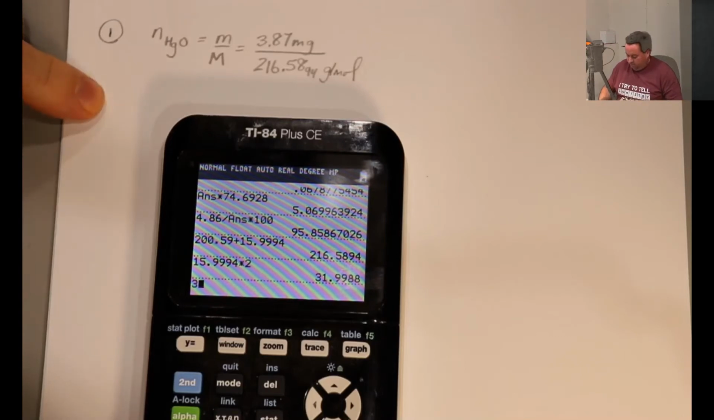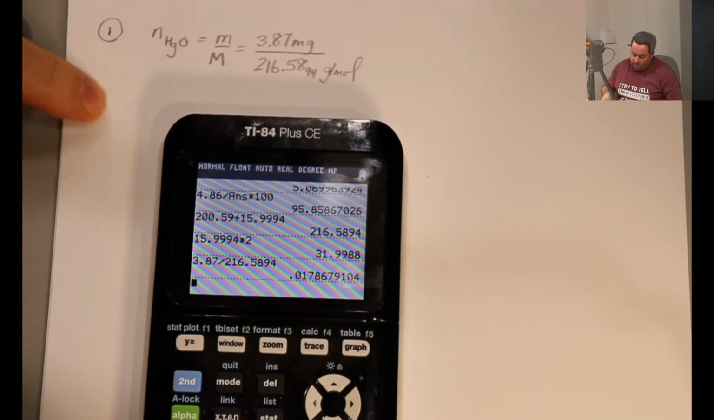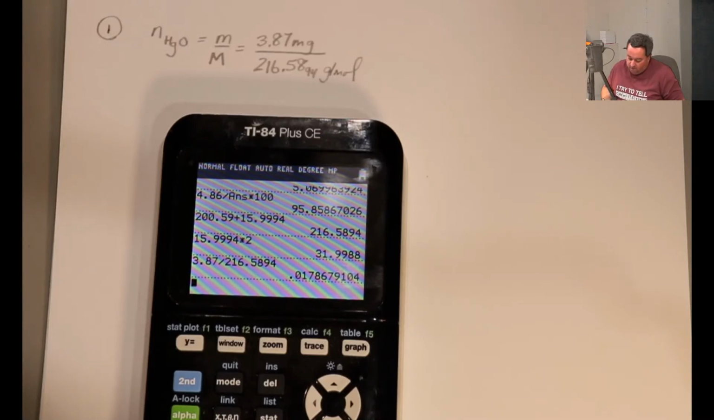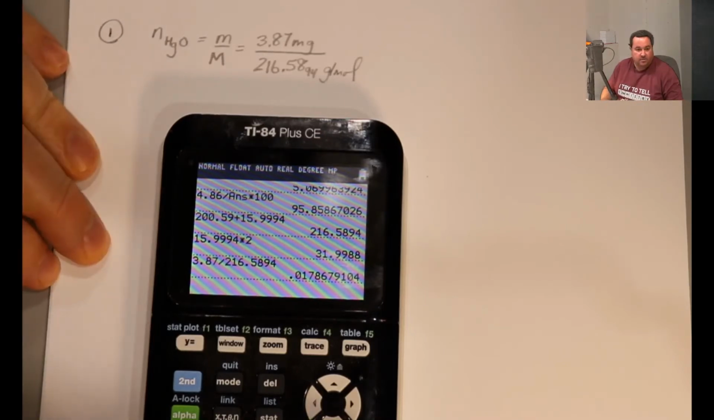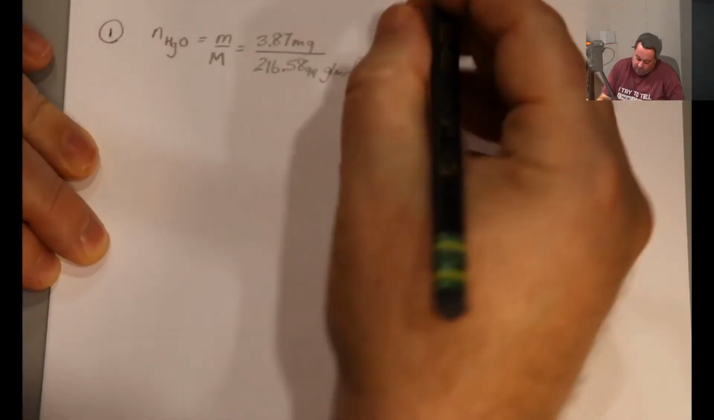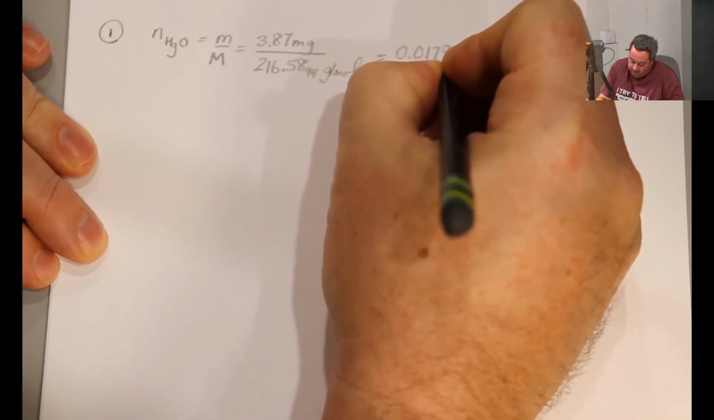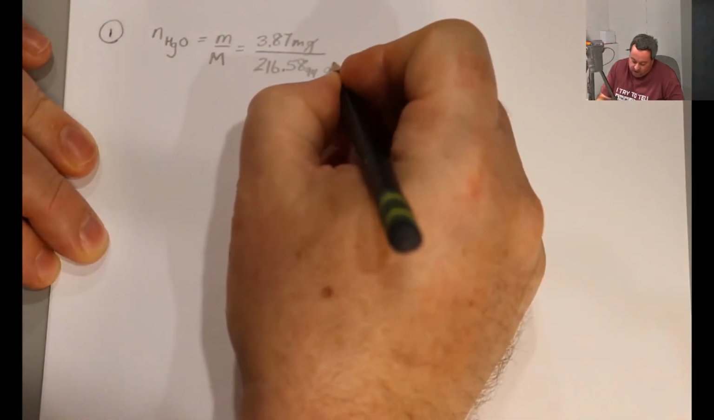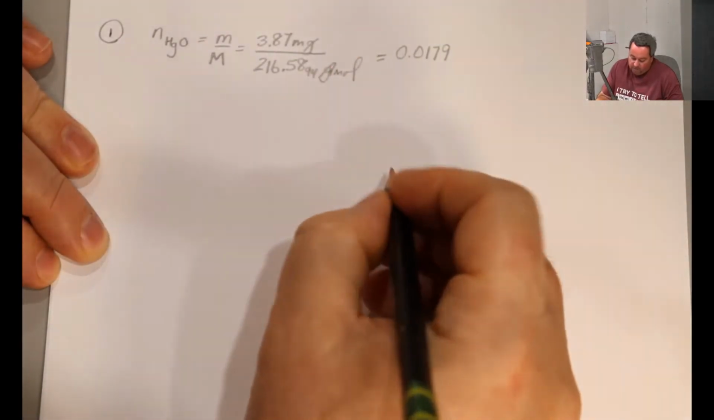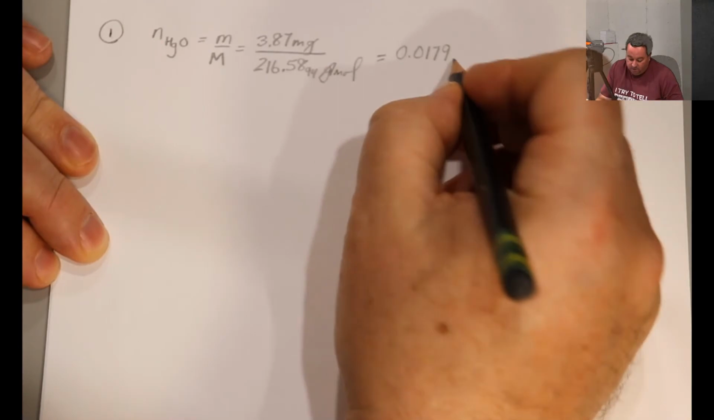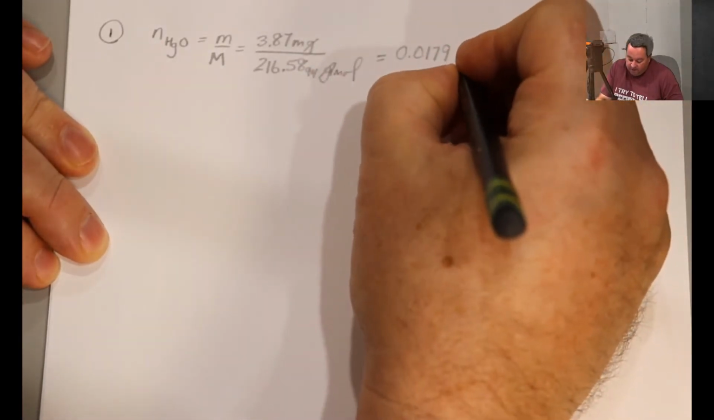So 3.87 divided by 216.5894. So on the calculator I have 0.0179 to 3 significant figures. 0.0179. Now, if I cancel grams with grams, I have 1 over moles in the denominator. Moles is going to move to the numerator, and I'm leaving the prefix milli.